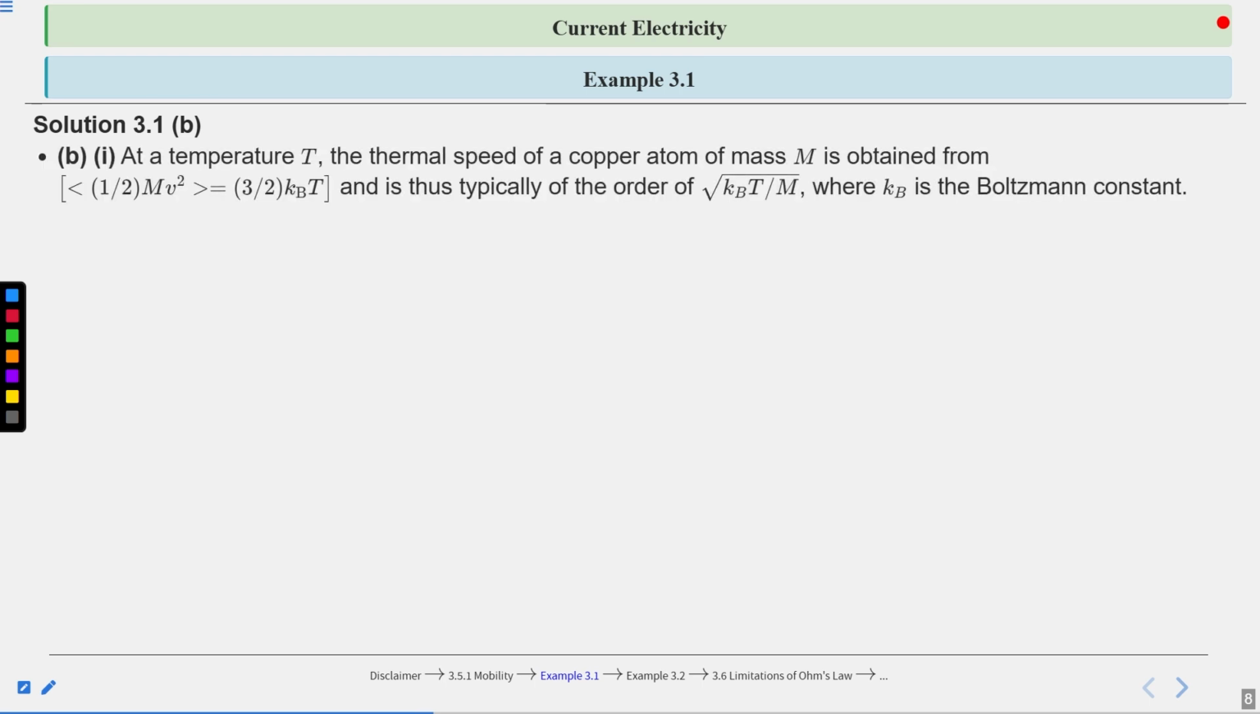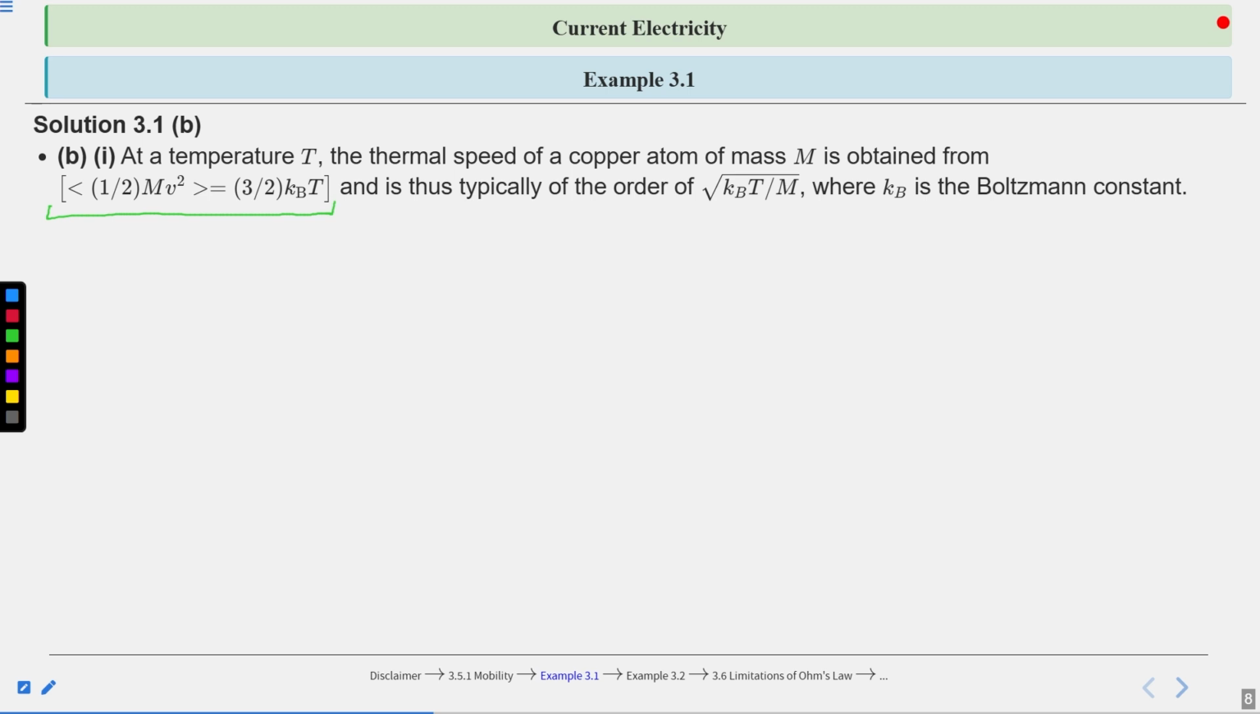So first part: at a temperature T, the thermal speed of a copper atom of mass m is obtained from this. This you have studied in kinetic theory of gases in 11th class. There it is mentioned that the average kinetic energy of an atom is always equal to 3/2 kBT.